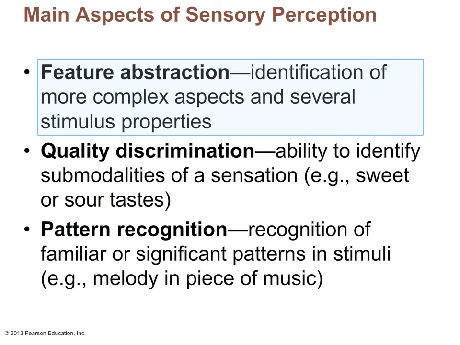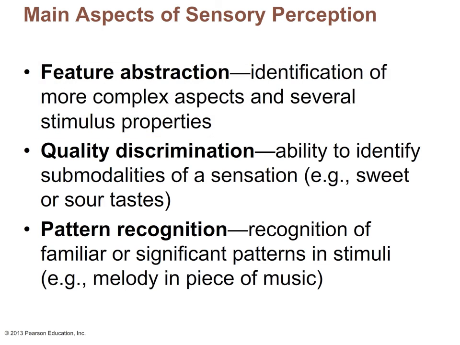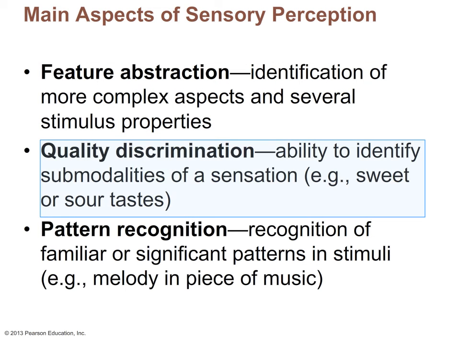Now, feature abstraction is a mechanism by which a neuron circuit can be tuned to one feature in preference to others. And this allows us to identify more complex aspects of a stimulus and also divide it into several different types of stimulus properties. And then we have something called quality discrimination. This is the ability to distinguish between several different types of the same sense.